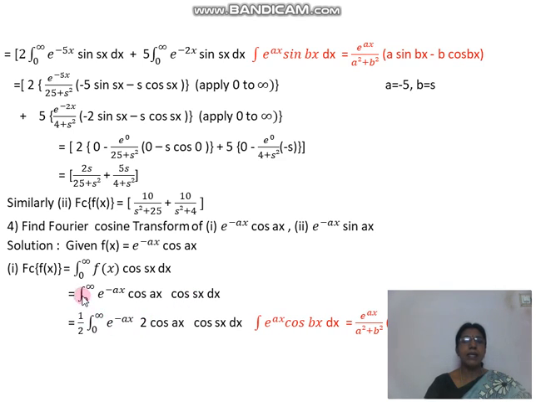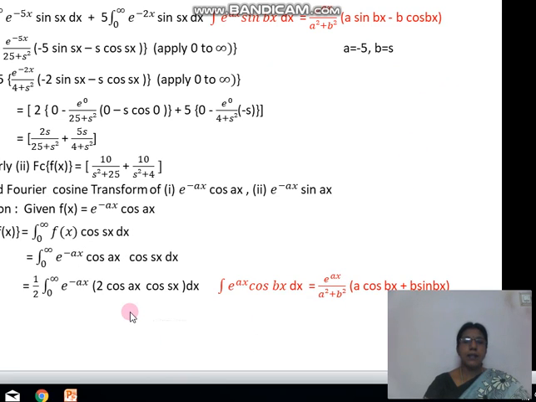Now it can be written as 1 by 2 into 2. Outside the integral we put 1 by 2, and inside we multiply by 2. That is correct, we divided by 2 and multiplied by 2. Now it can be written as 1 by 2 integral 0 to infinity e power minus ax, nothing is done to that, cos ax cos sx we multiplied by 2, dx as it is. The next step: 2 cos a cos b equals cos a plus b plus cos a minus b.